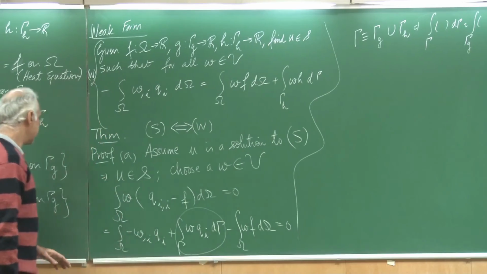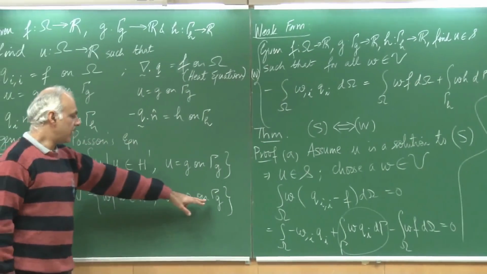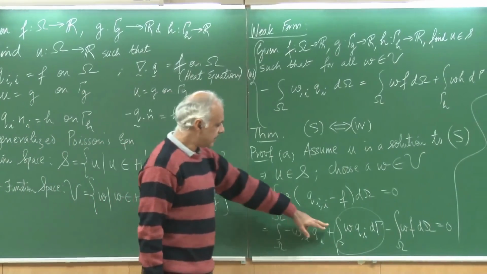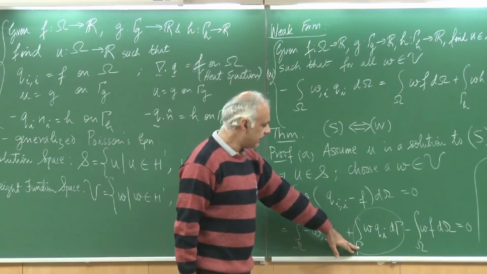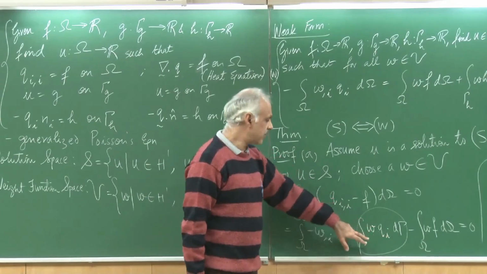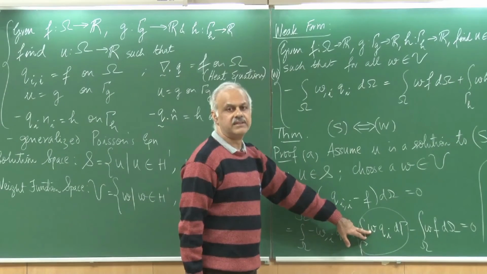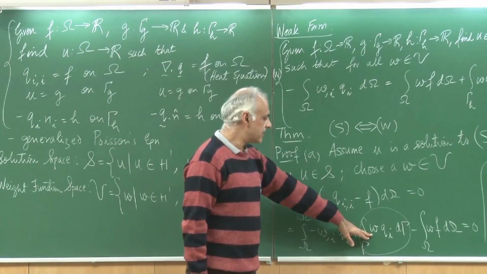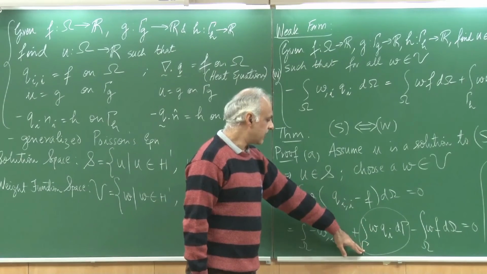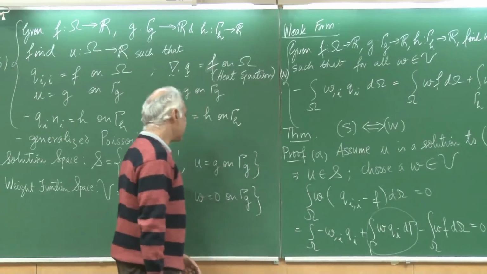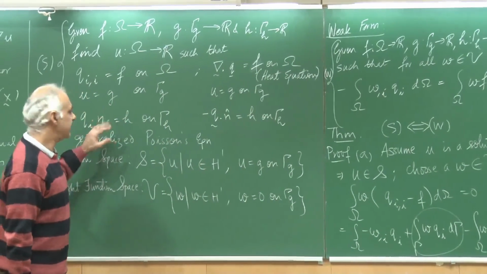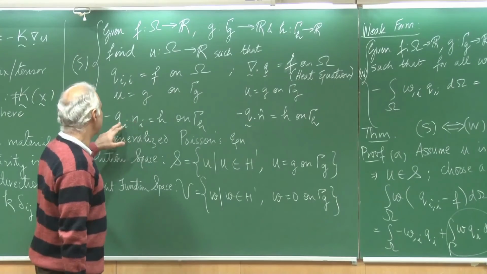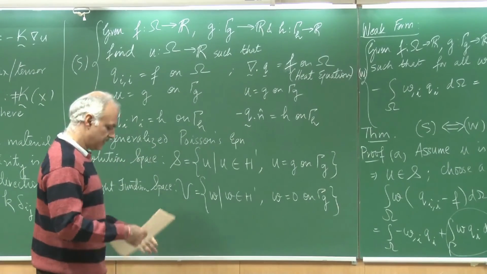Now please notice the function spaces. On gamma g, w is 0. So when I calculate this integral on gamma g, the integral vanishes because w is 0 on gamma g. Okay, so I don't have to worry about that term. I am only left with the integral on gamma h. However, because I satisfy the boundary condition, I am going to use this condition that qi ni is h on gamma h.